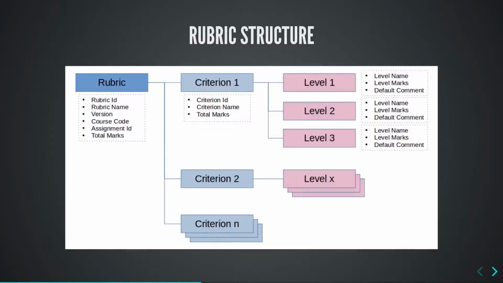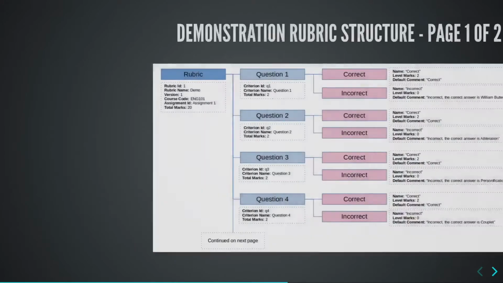A rubric is always created for exactly one assignment or exam and defines the following: a set of criteria to be marked, for each criterion, a set of levels that could be applied, and for each level, an associated mark value and default comment. Let's look at an example.